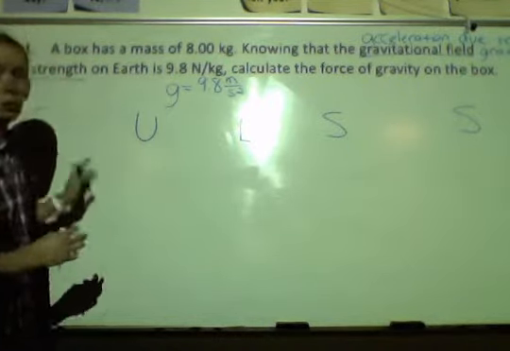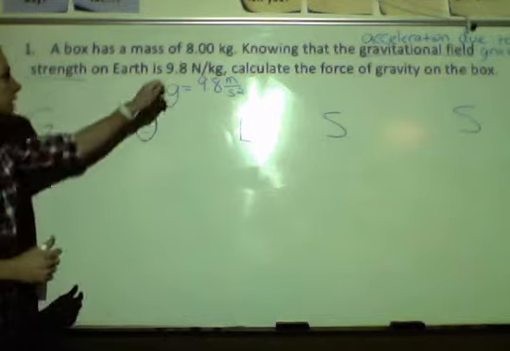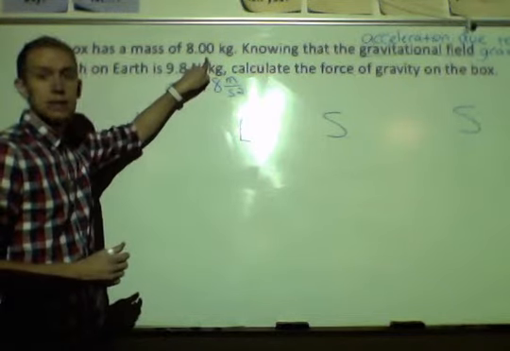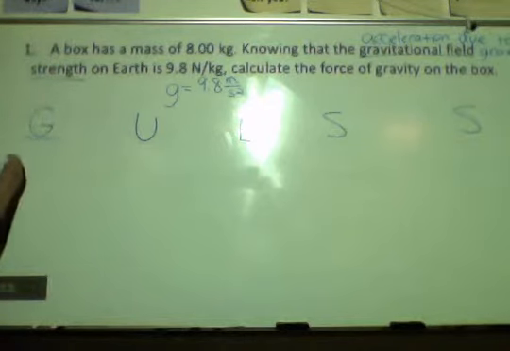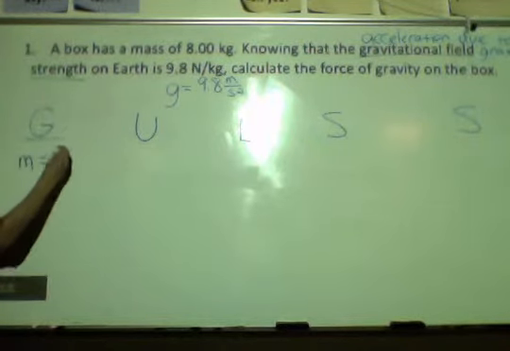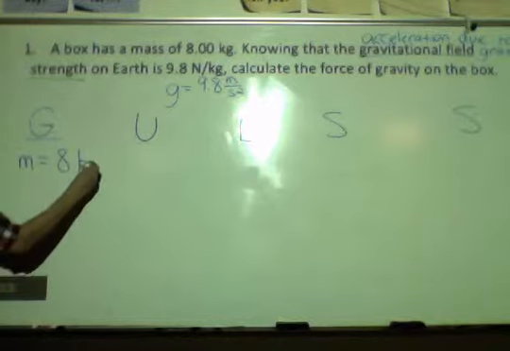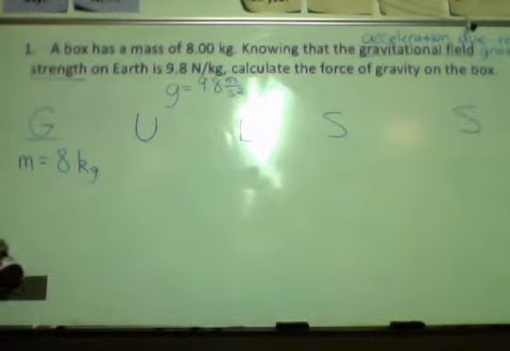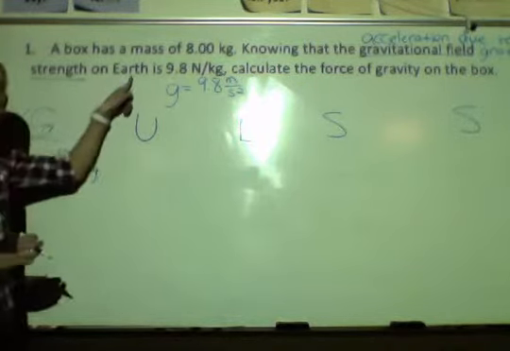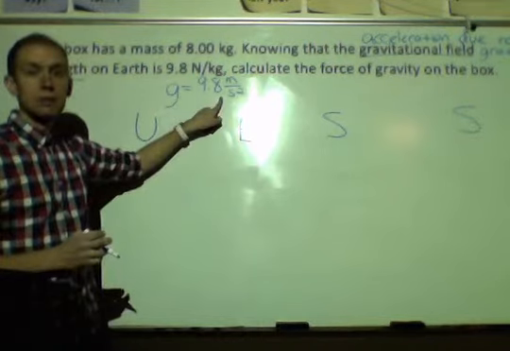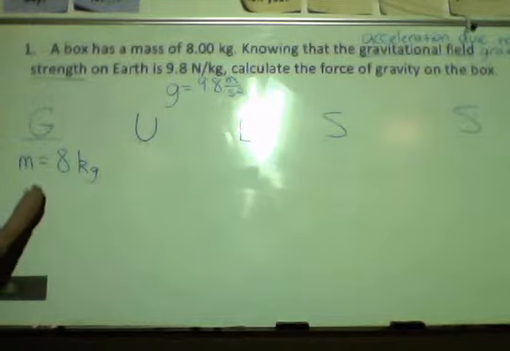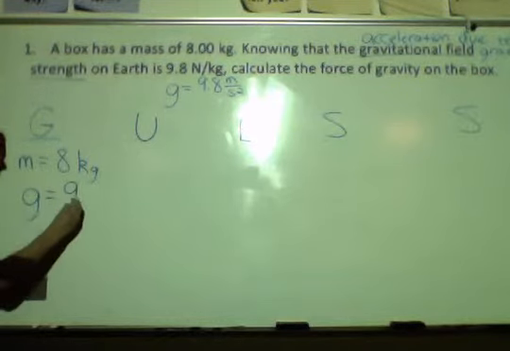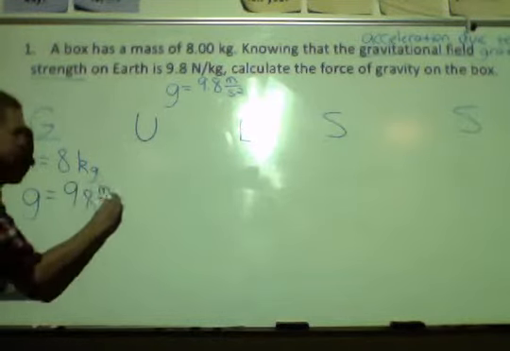Givens, what we know, what they tell us in the problem, is that we have a mass of 8 kilograms. So I'm going to list that under G. m is equal to 8 kilograms. What else do we know? Well, we know we're on Earth, and on Earth, gravity pulls on us with an acceleration of 9.8. So g is equal to 9.8 meters per second squared.